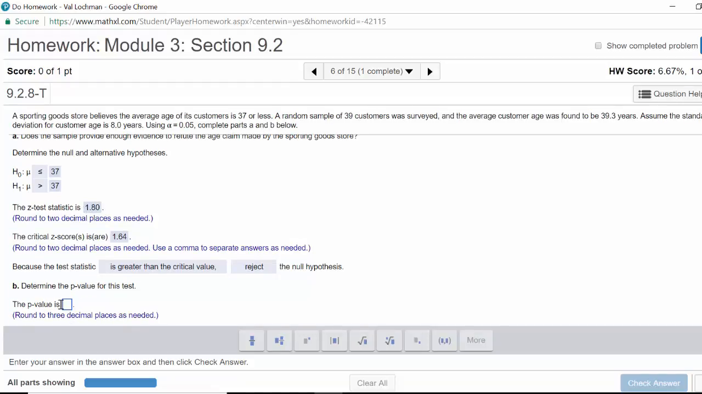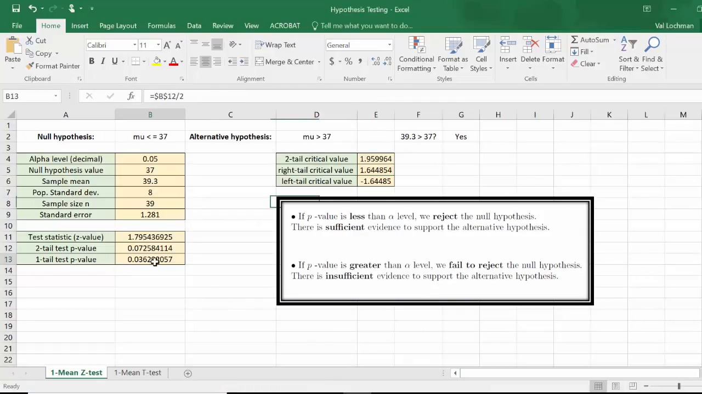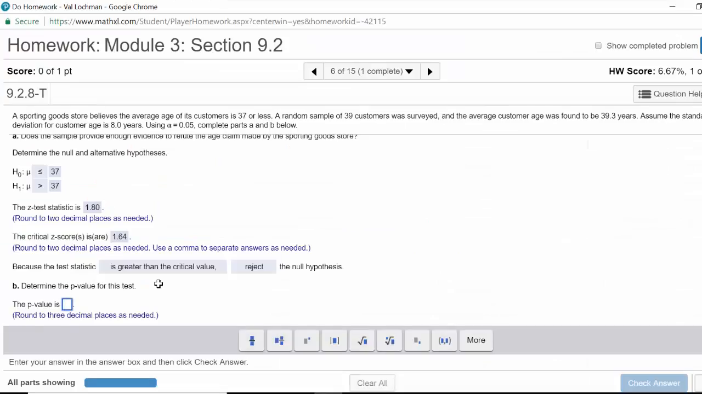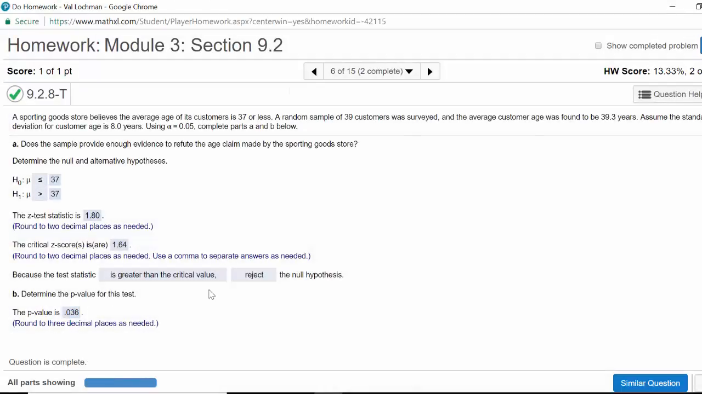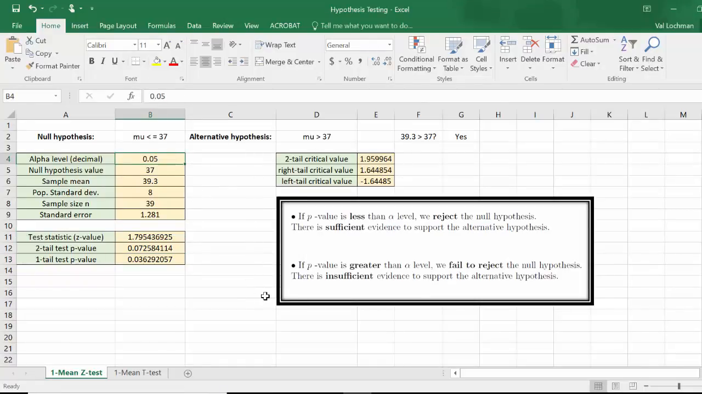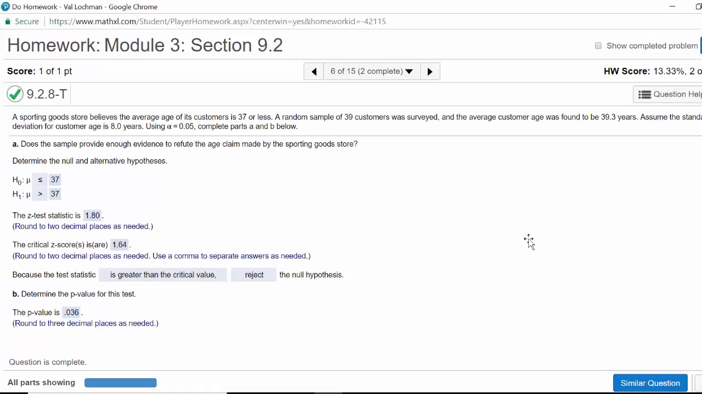So, what's the p-value? The p-value should be less than the alpha level. Let's see if it is. Yes, it is. The p-value is 0.036. That is smaller than 0.05. We reject the null hypothesis. So there is sufficient evidence to claim that the average age of customers at this sporting goods store is greater than 37.